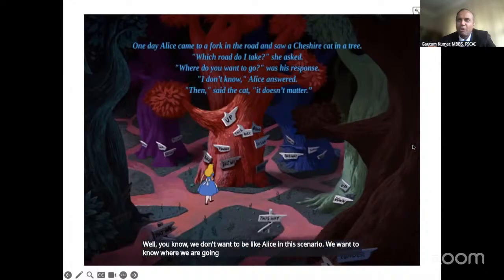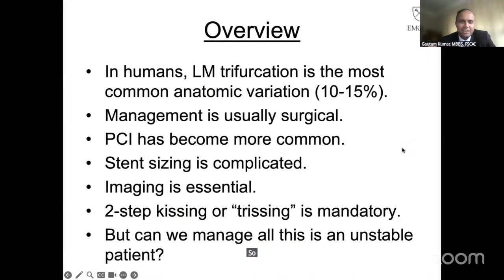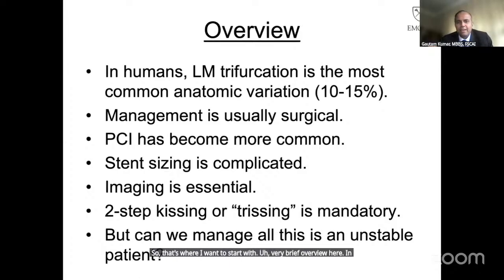So we want to be more like Stephen Covey, who says, begin with the end in mind, in his 7 Habits of Successful People. So that's where I want to start. Very brief overview here: in humans, the left main trifurcation is the most common anatomic variation, in about 10 to 15%. Management tends to be usually surgical.